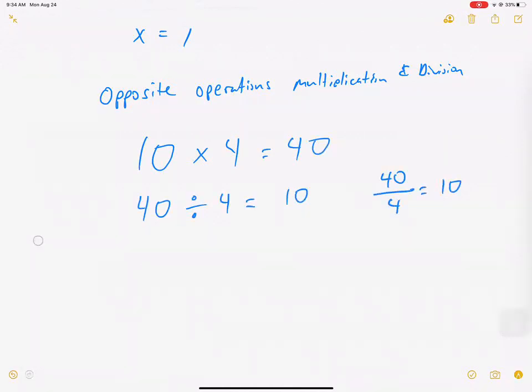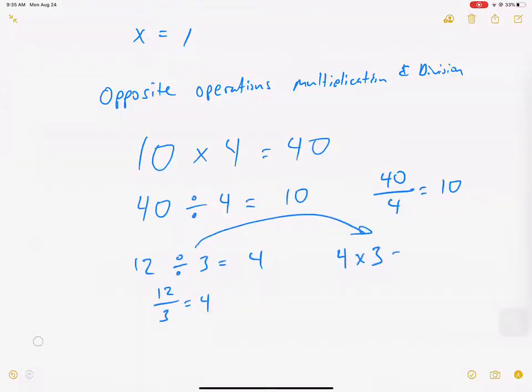I think we're most comfortable with the right side. Going another way, if I say 12 divided by 3 is 4, let's do the opposite operation of division. The opposite operation of division is multiplication. So 4 times 3, right, because we're doing the opposite, that takes us back to where we started, 12. So that's our ground rules. The opposite of multiply is divide, and the opposite of divide is multiply.